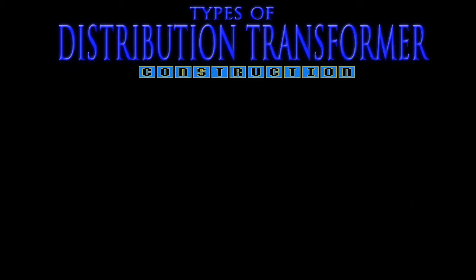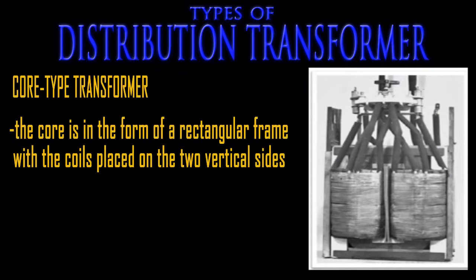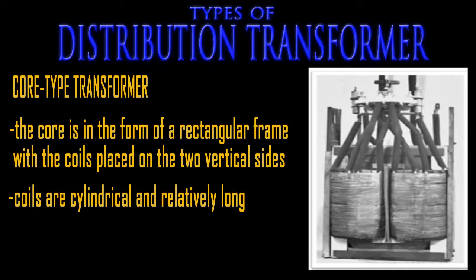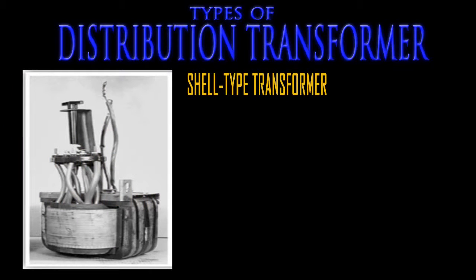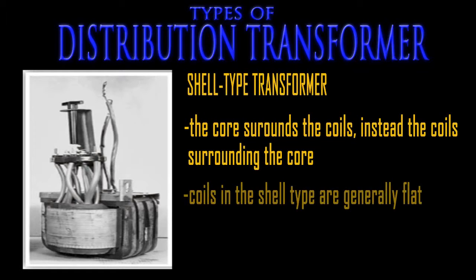Distribution transformers according to construction. Core-type transformers. The core is in the form of a rectangular frame with the coils placed in the two vertical sides. The coils are cylindrical and relatively long. Shell-type transformers, the core surrounds the coils instead of the coil surrounding the core. The coils in the shell type are generally flat instead of cylindrical. The primary and secondary coils are alternated.